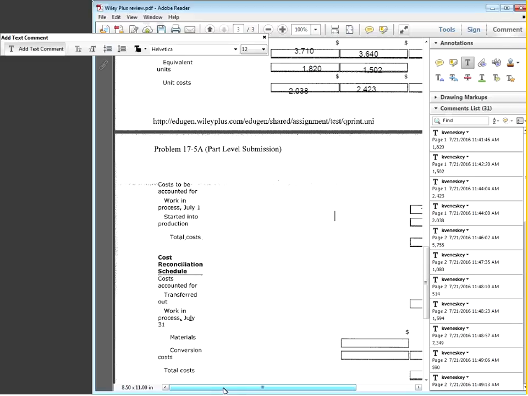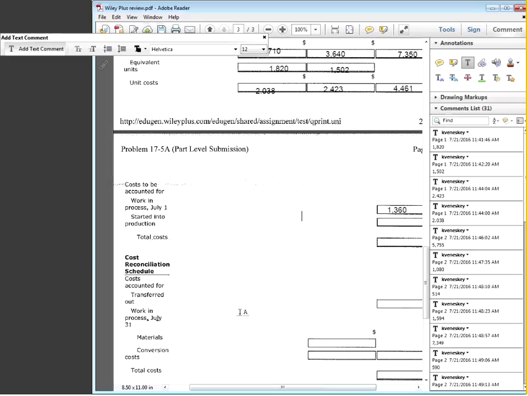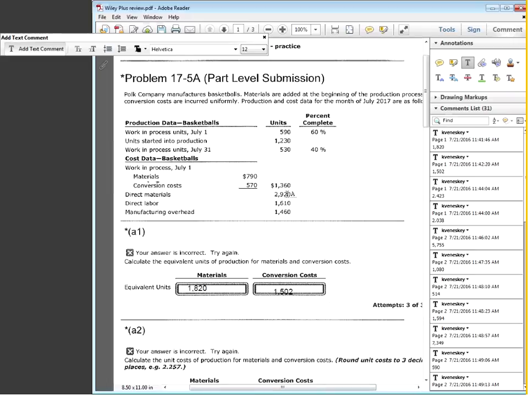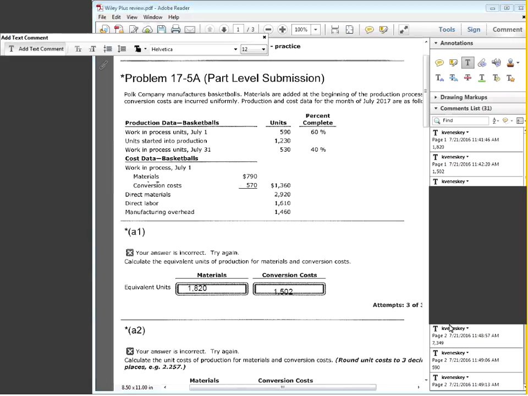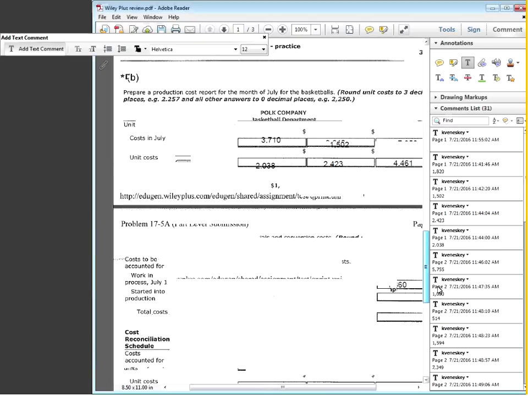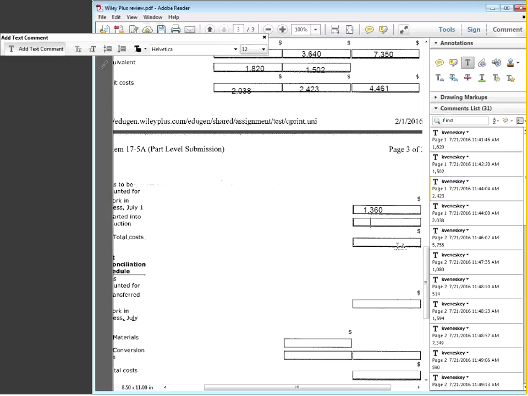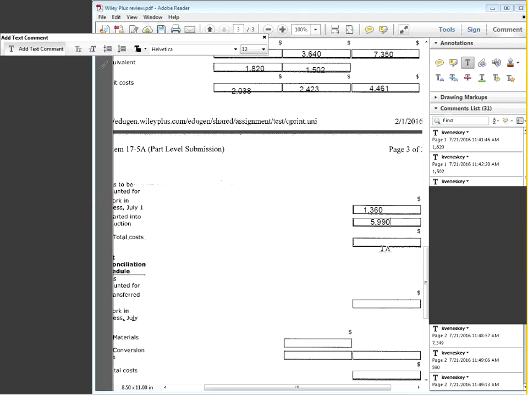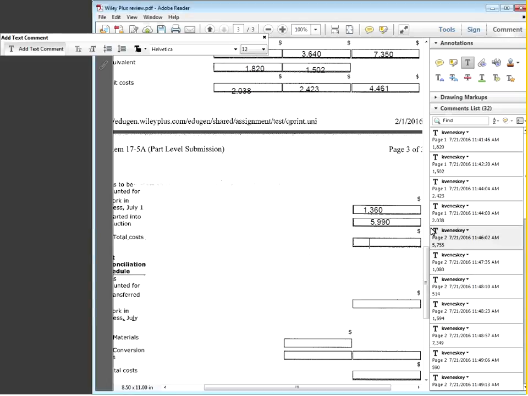Items cost to be accounted for items started into production. Okay, that's easy enough. Just add up the final three numbers. 2920 plus 1610 plus 1460. 5990. And then total cost, simply just add these guys up and you get, as you should, the same cost as we did above, 7350.